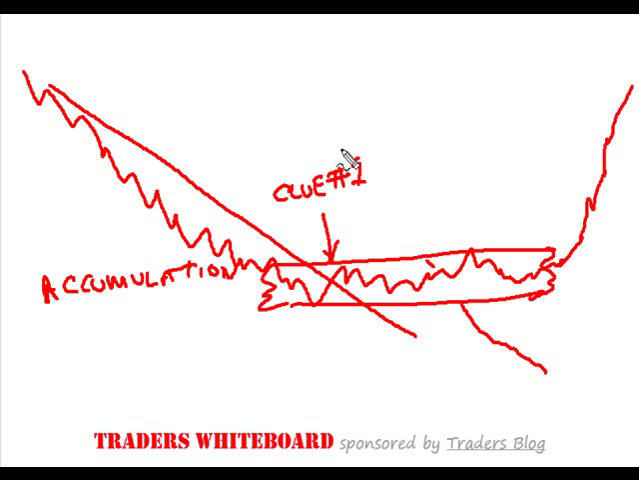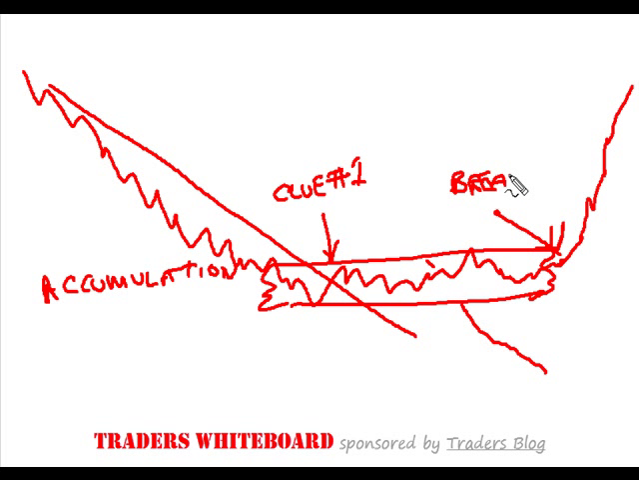Okay? Your second clue that the market's going to come out is when the market breaks over this line right here. And that's what you're looking at over here, that's the breakout. And this is what's considered a breakout.